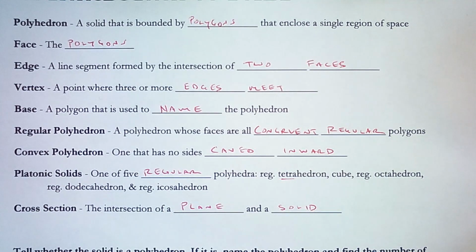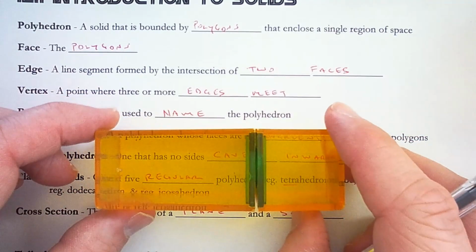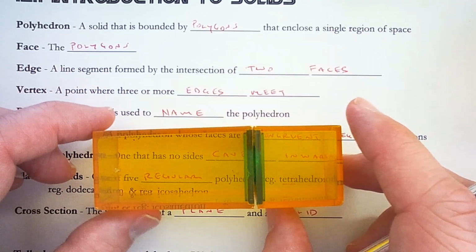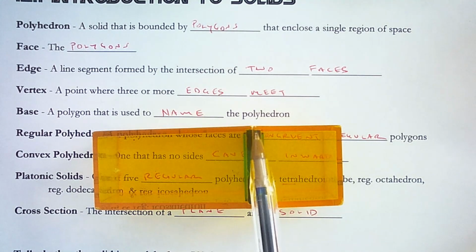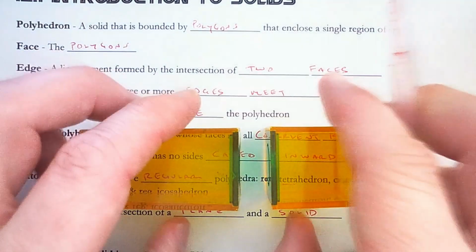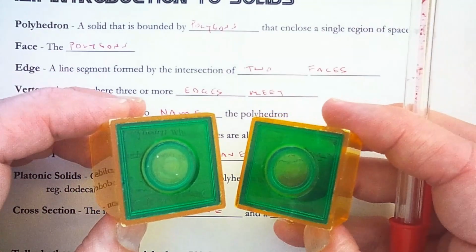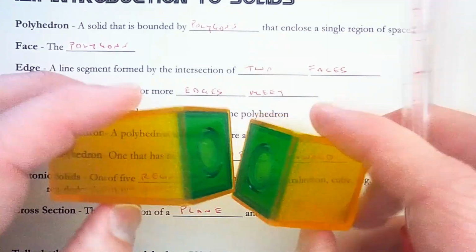Okay, so I've got here a cube and a rectangular prism, but we'll put them together as though they are one rectangular prism. And if I was to slice through right here and then look at what I'm shown on the inside, I see a square. That square is a cross section.